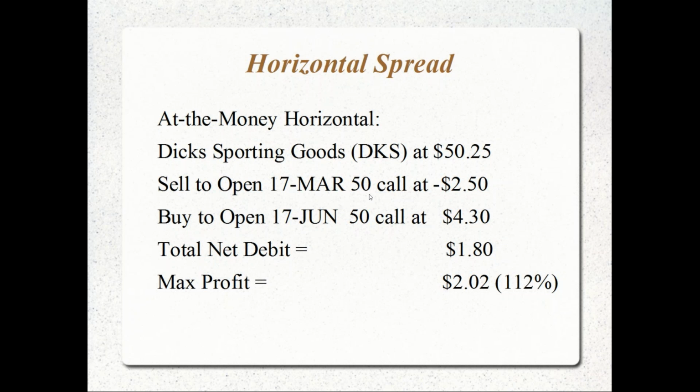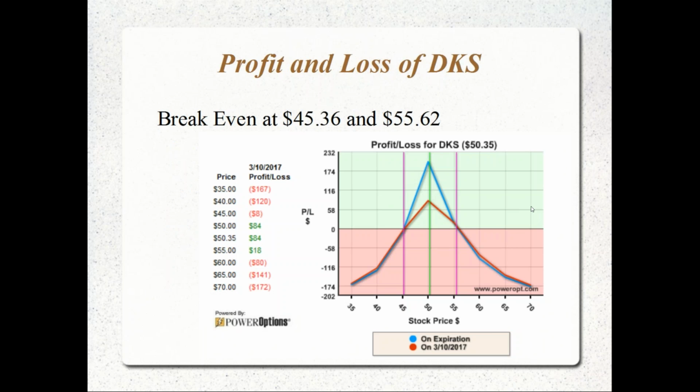Dick's Sporting Goods right now, trading this morning at around 50.25. To enter a horizontal, I would sell to open the 2017 March 50 call for $2.50. And at the same time, I'd buy to open the 2017 June 50 call, same strike, for $4.30. Now, this gives me a total net debit of $1.80, and my maximum profit is going to be around $2.02, or 112%. All right, let's take a look at that profit and loss chart.